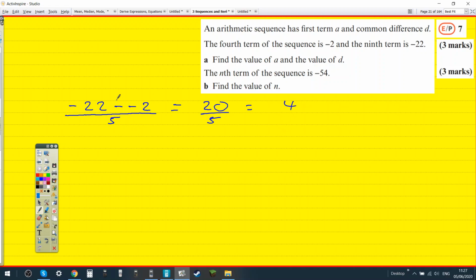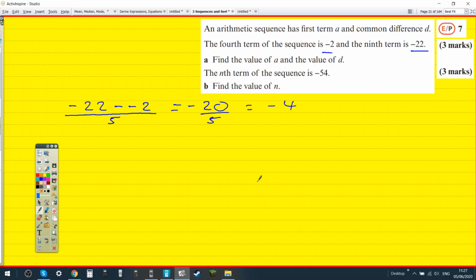Yes. However, you gave me the absolute difference between them is 20. You'll notice that the later term is more negative than the earlier term. So what would you get if you put minus 22 minus minus 2 into your calculator? Minus 20. So you get minus 4 in the end.